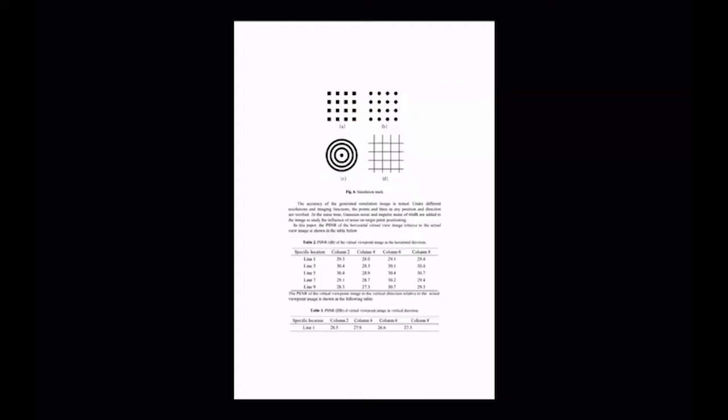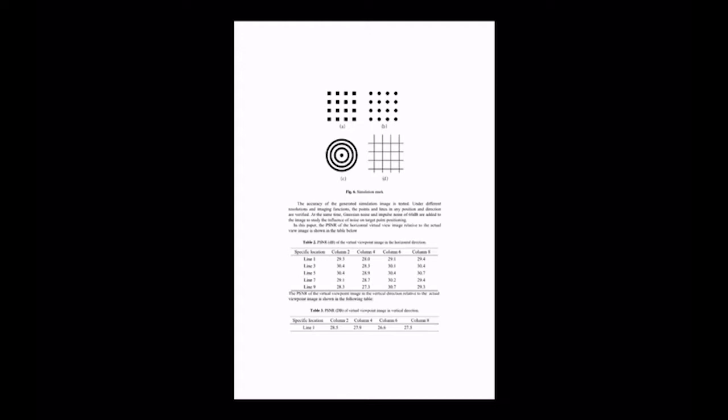The accuracy of the generated simulation image is tested. On different resolutions and imaging functions, the points and the lines in any point position and direction are verified. At the same time, Gaussian noise and impulse noise of 60 dB are added to the image to study the influences of noise on targeted point positioning.